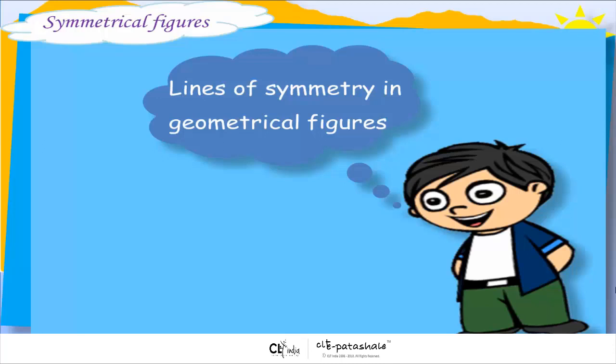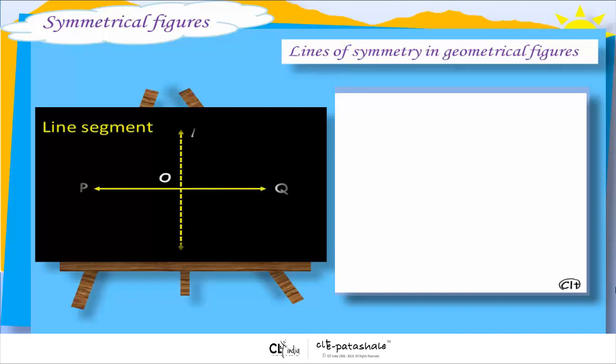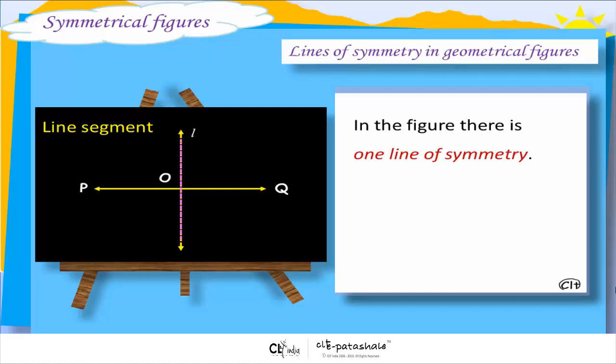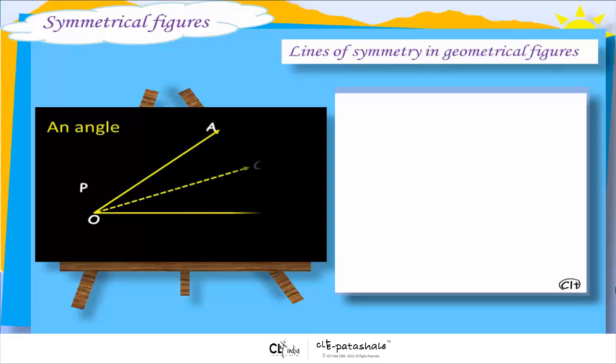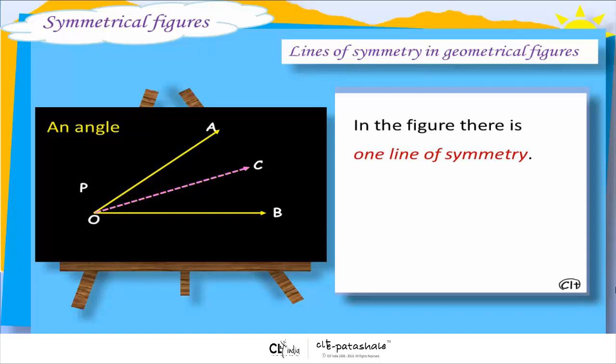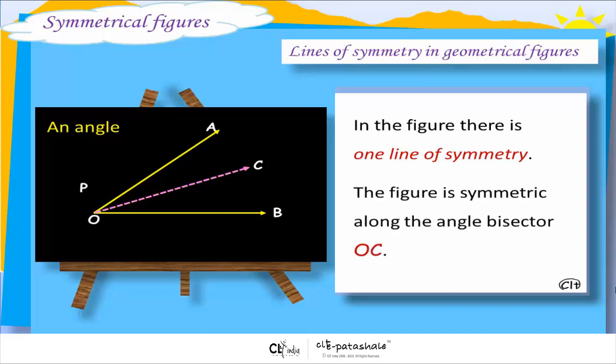Lines of symmetry in geometrical figures. Line segment. In the figure there is one line of symmetry. The figure is symmetric along the perpendicular bisector L. An angle. In the figure there is one line of symmetry. The figure is symmetric along the angle bisector OC.